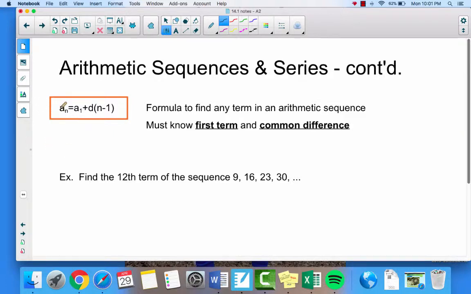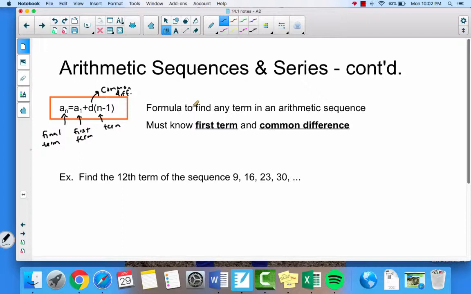This formula says a sub n equals a sub 1 plus d times n minus 1. A sub n is the final term you're looking for. A sub 1 is the first term. D would be the common difference. And then n is the term that you're looking for. So final term, okay? And so all you have to do is fill in what you know and then use this to solve. And this is going to allow you to solve for any term in a sequence.